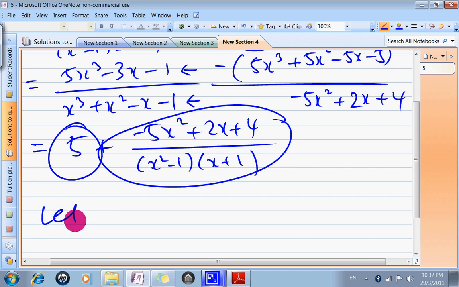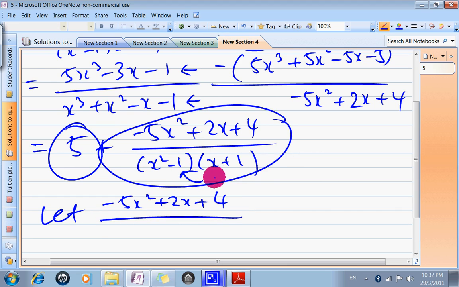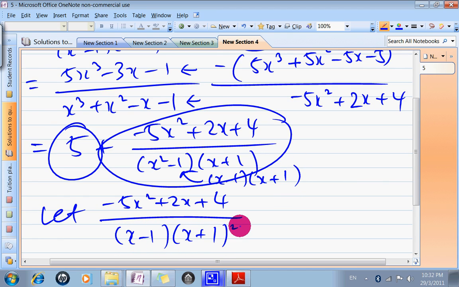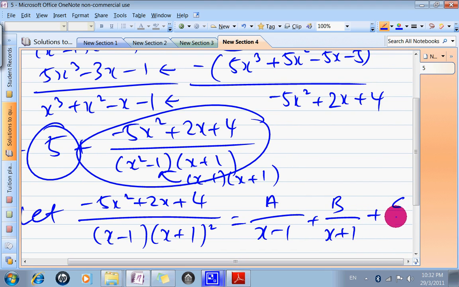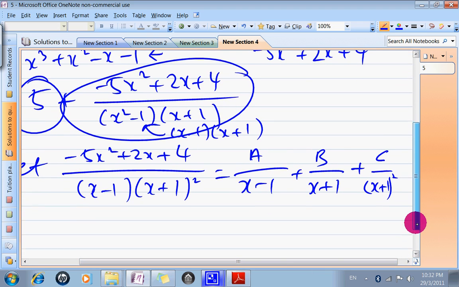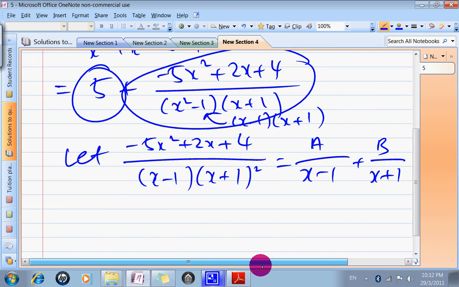So we let negative 5x squared plus 2x plus 4 upon, look, this can be factorized into x minus 1 times x plus 1. So actually the denominator is x minus 1 times x plus 1 squared. Okay, so we put A over x minus 1 plus B over x plus 1 plus C over x plus 1 squared. So in this example we're going to use a substitution method.